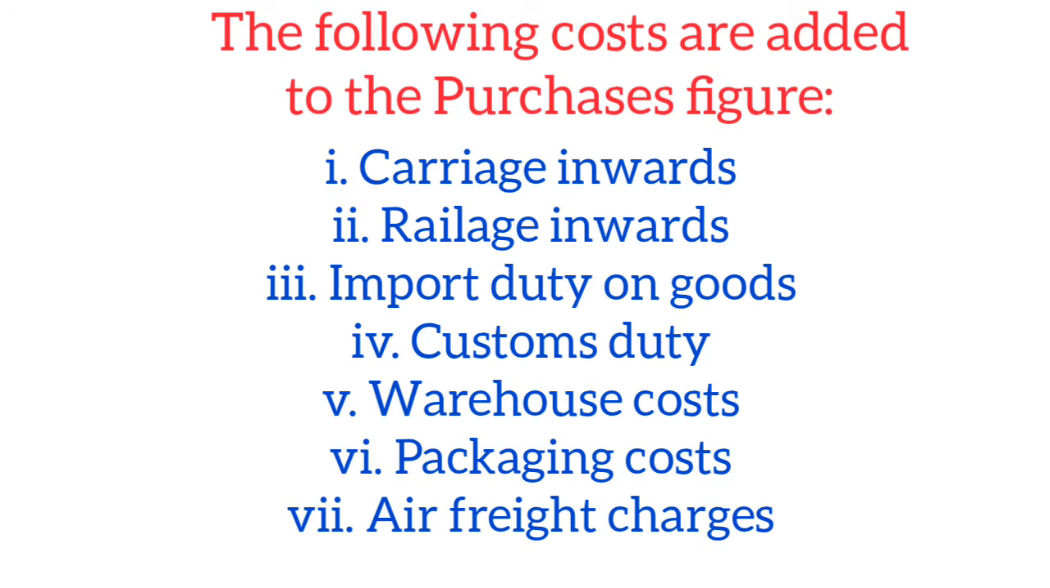Right, then we've got a list of items besides the carriage inwards, which are also added on the purchases figure, and they are not recorded in the expenses account. They include railage inwards. If we make use of train, we call them railage inwards. Railage inwards are as good as carriage inwards. They are also added to the purchases figure.